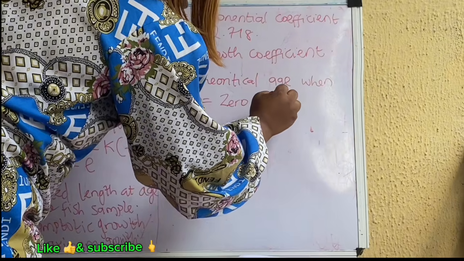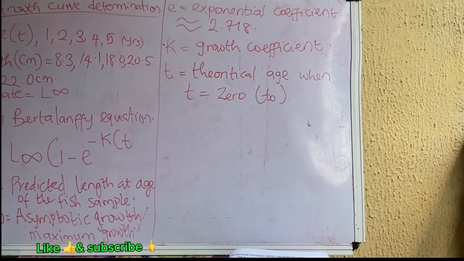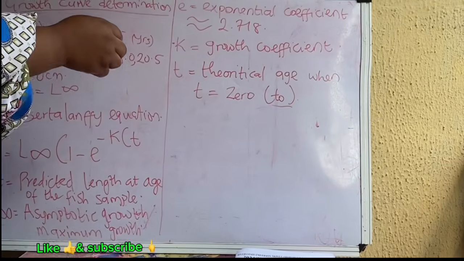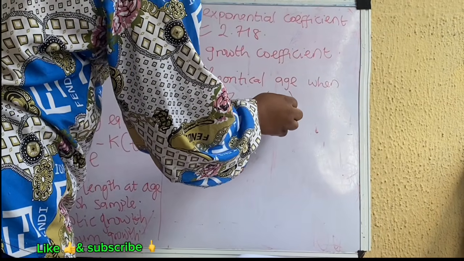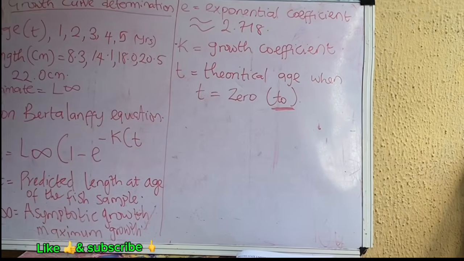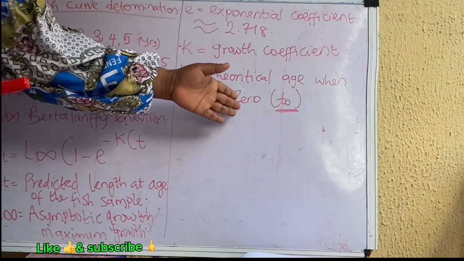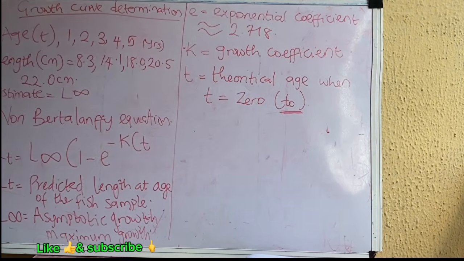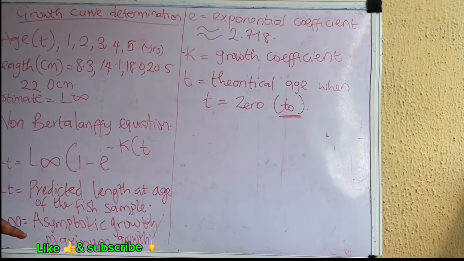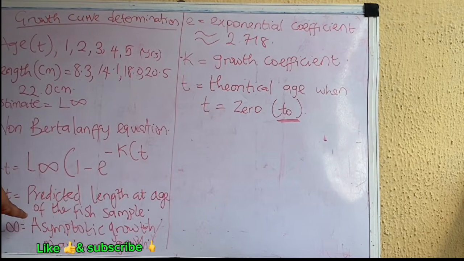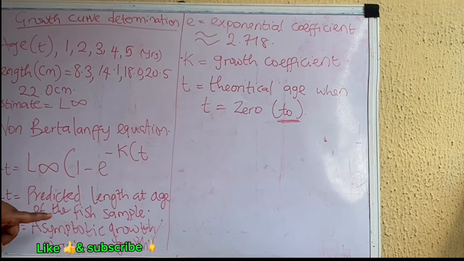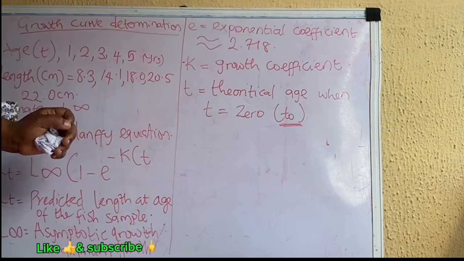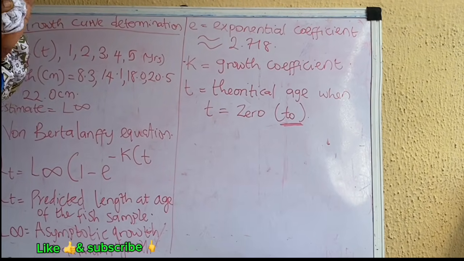Sometimes you can see it in some formulas, t0 equals 0. Sometimes this t0 is assumed. Sometimes the t0 is also given in an equation. In a data set, you can get t0; you can be given t0. Then this asymptotic growth or maximum growth, sometimes it is given in a question within a data set. Then sometimes it's not given.